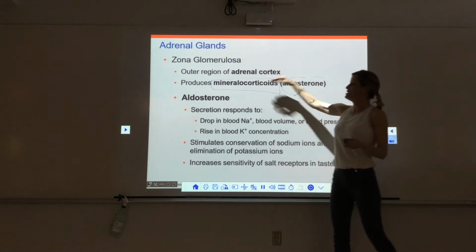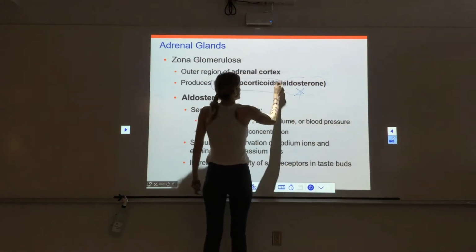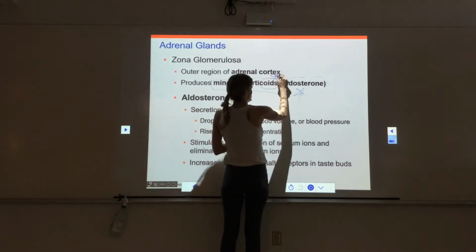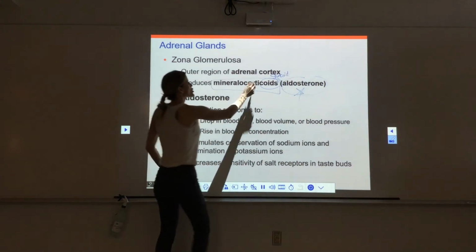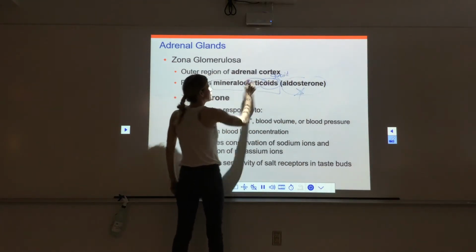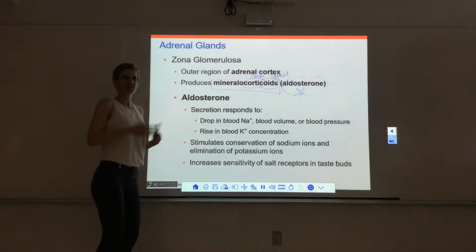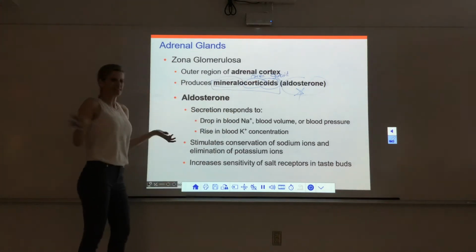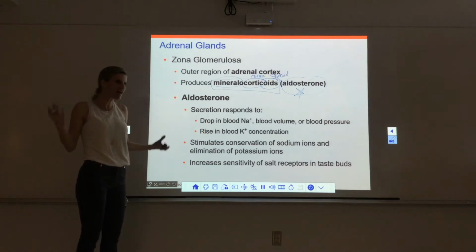But look at this name. It kind of tells us something, right? What did I say? If it ends in oids, what is it normally telling us that it is? A steroid, right? So this is a steroid, which tells us it's a lipid. So that tells us quite a bit about its behavior right there. Cortico, what does that mean? Good. It comes from the cortex, right? The adrenal cortex. Mineralo, maybe has something to do with minerals of some sort, right? Ions, electrolytes, something like that.